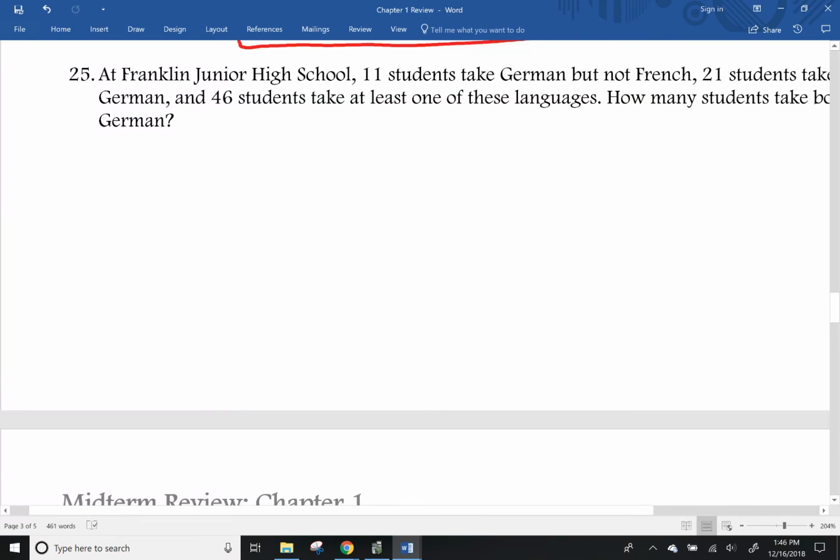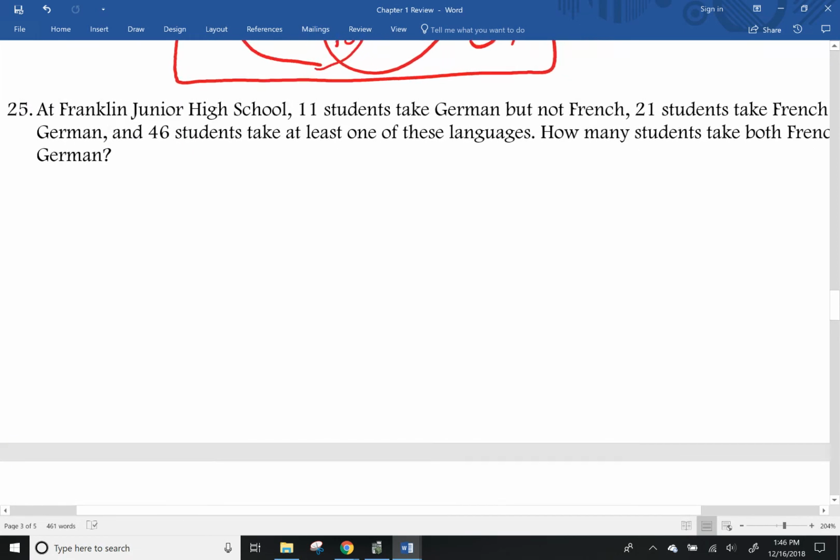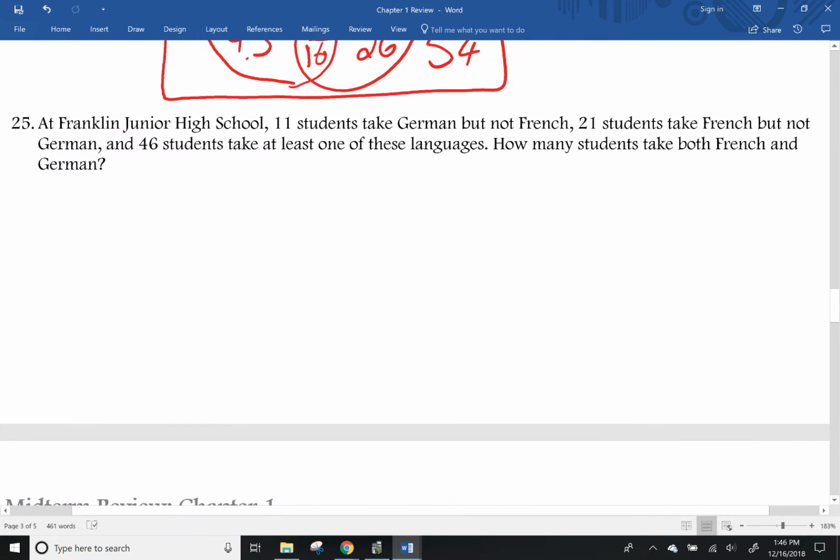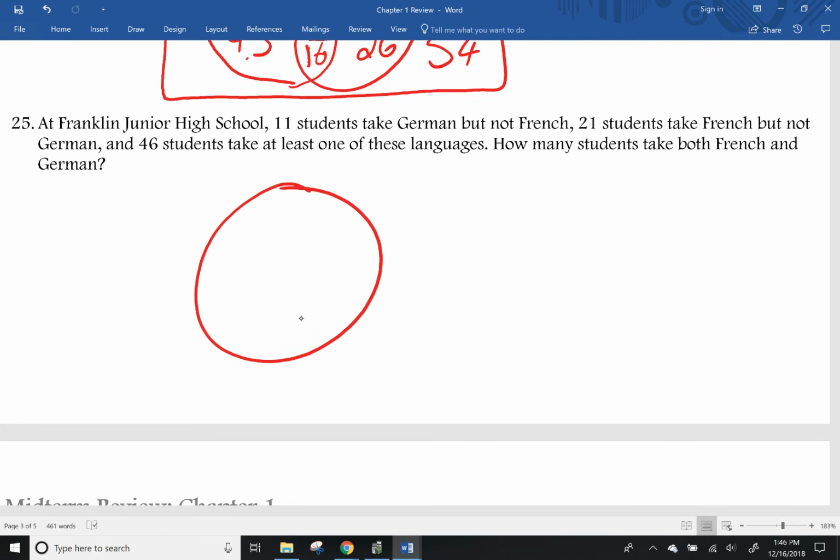All right, moving on. Number 25. At Franklin Junior High School, 11 students take German but not French. 21 students take French but not German. And 46 students take at least one of these languages. So to figure this one out, we'll have a circle for French class and one for German class.